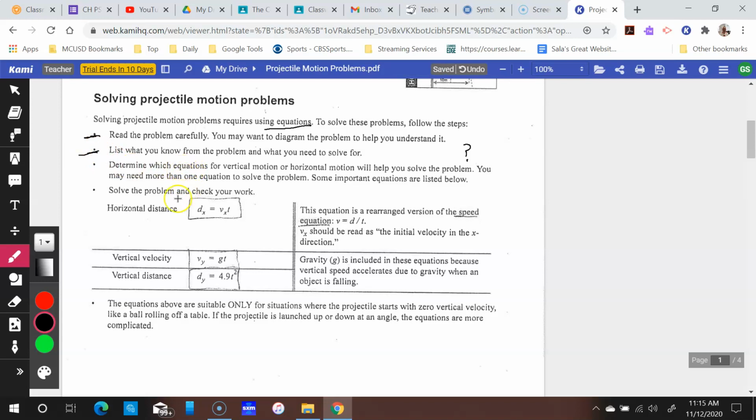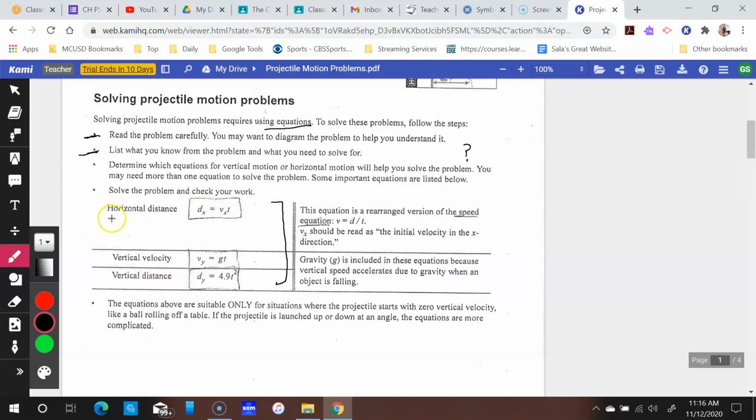Then you've got to look at, based on what you're given, which of these 3 equations you're going to use. So you may need more than one equation to solve the problem. You might need to solve one part to get a missing piece, and then you use that missing piece to ultimately solve for what the problem's asking you.